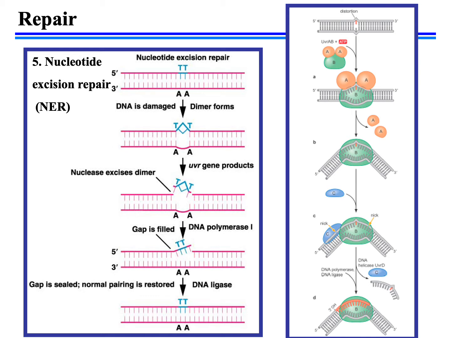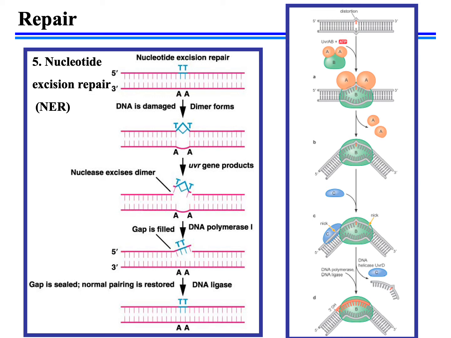As you can see where the thymine-thymine dimer is formed right at the center of the slide, there's a cut made on either side, and that piece that has the thymine-thymine dimer is removed. Now there is a gap in the DNA sequence that can then be filled in with DNA polymerase I and the final covalent linkage sealed up with DNA ligase.